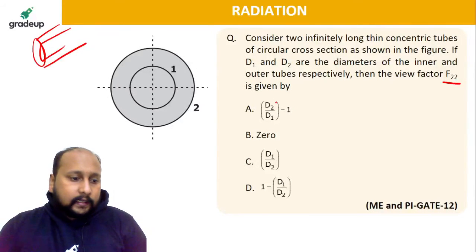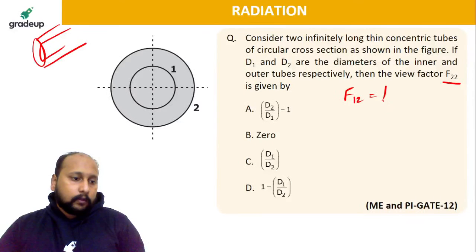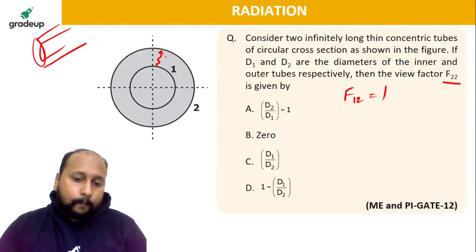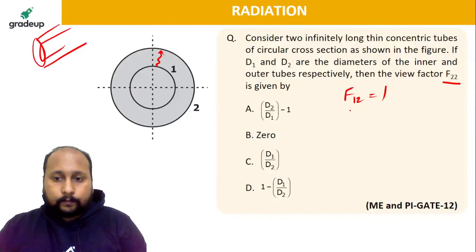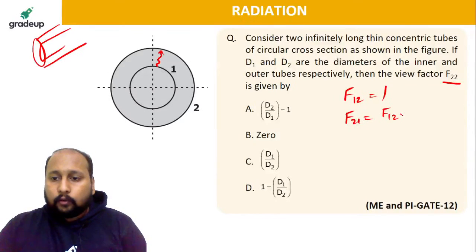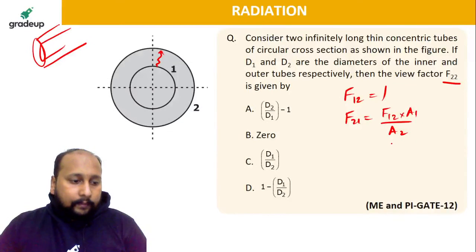Okay, so let's proceed for the solution. We know that F12 will be equal to 1, because all the radiation which is leaving surface 1 has to reach surface 2. So F21 will be equal to F12 into A1 by A2.